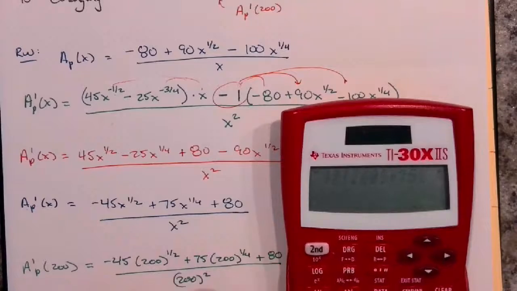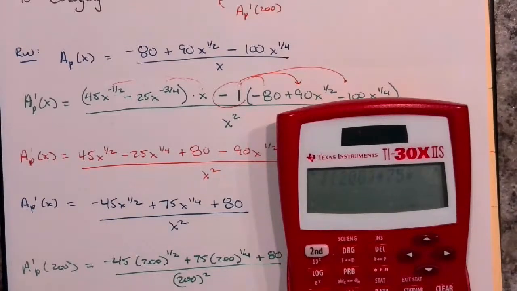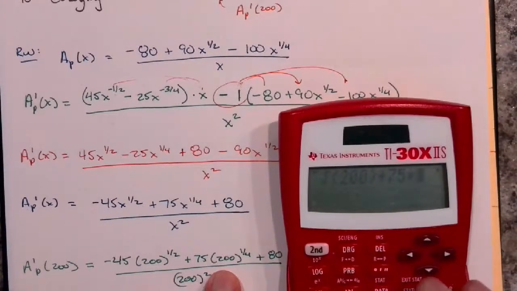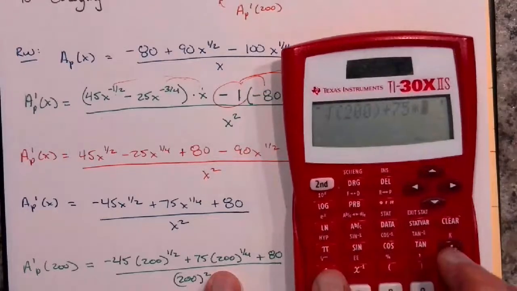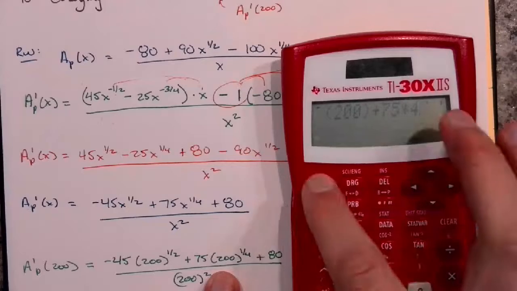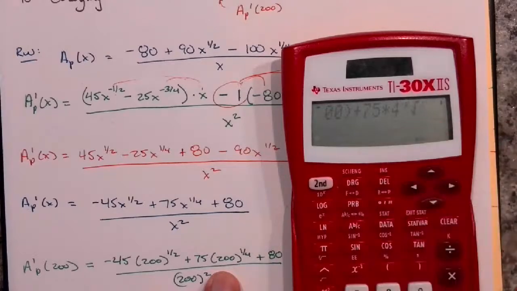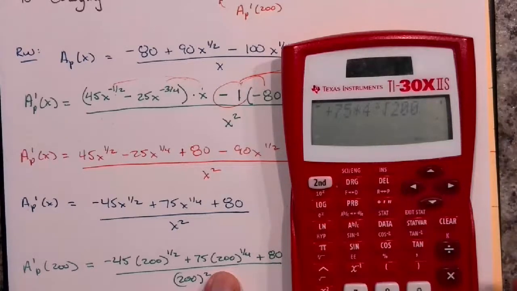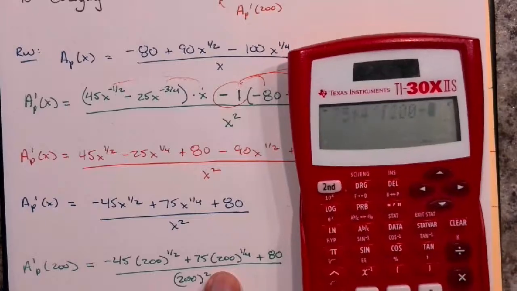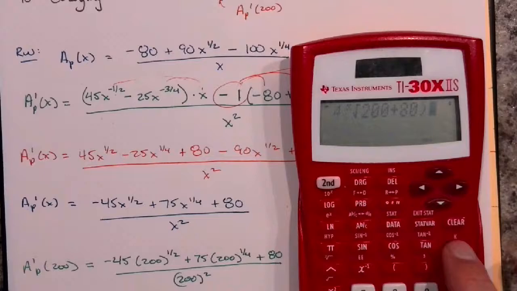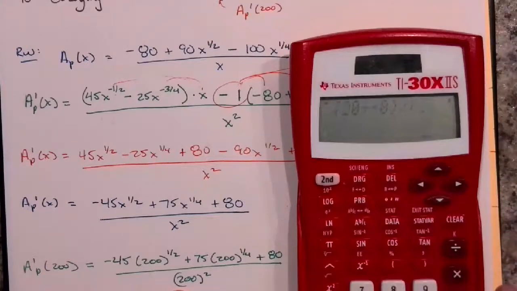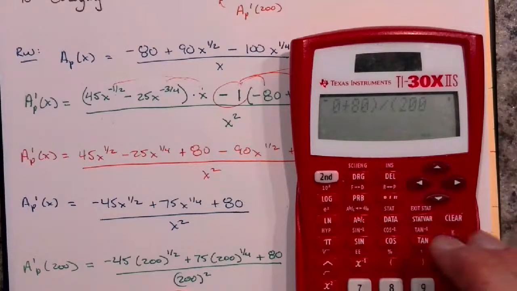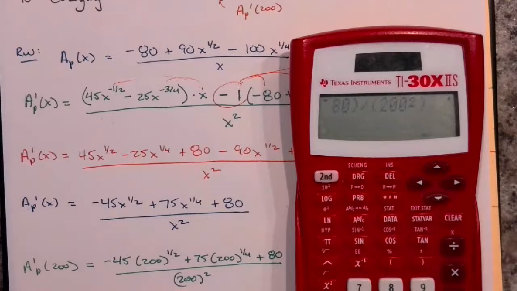Plus 75 times, now this is the fourth root. To do the fourth root on this calculator, you might see it here, it's the second key on this caret, so you want to put 4 and then hit the second key, so it's the fourth root of the value 200. Alright, and then plus 80, close the parentheses, and then we want to divide the whole thing by 200 squared and put that in parentheses as well.